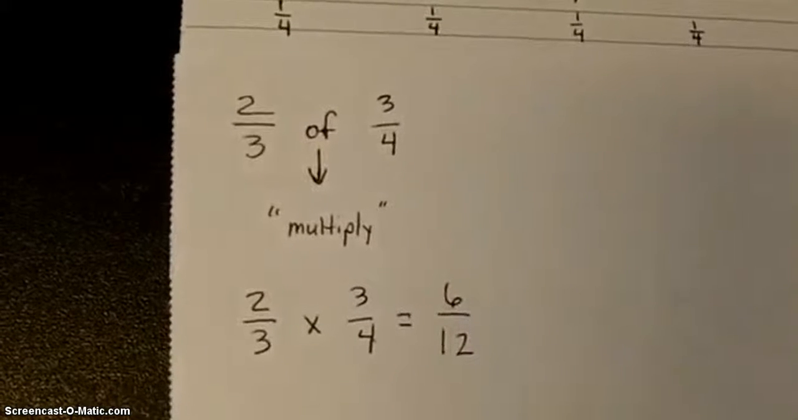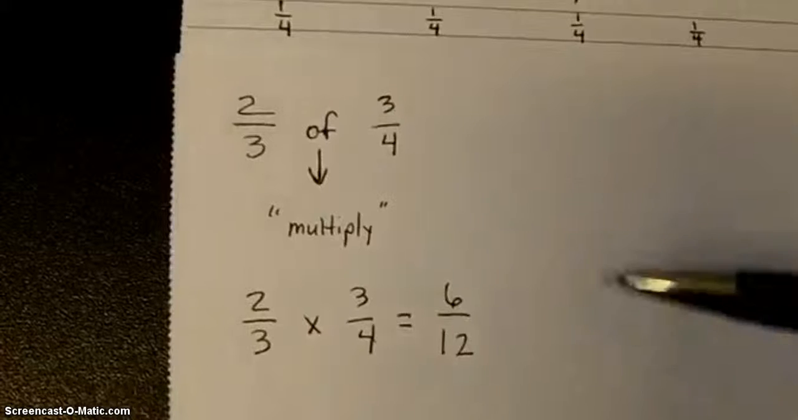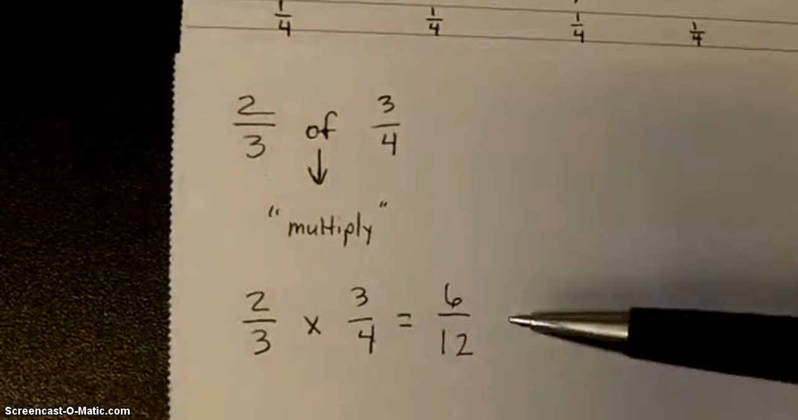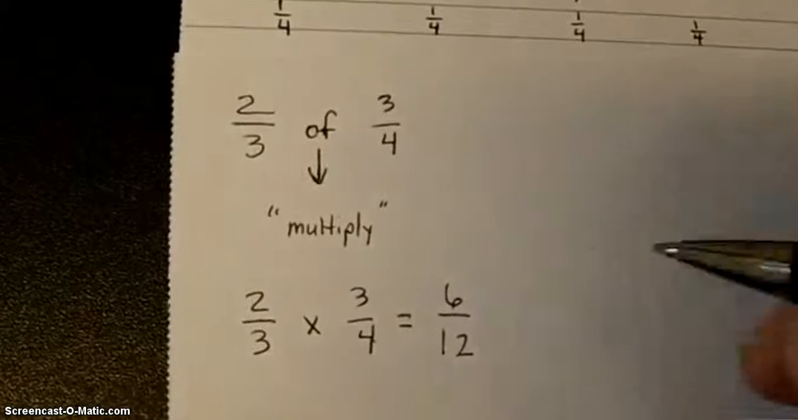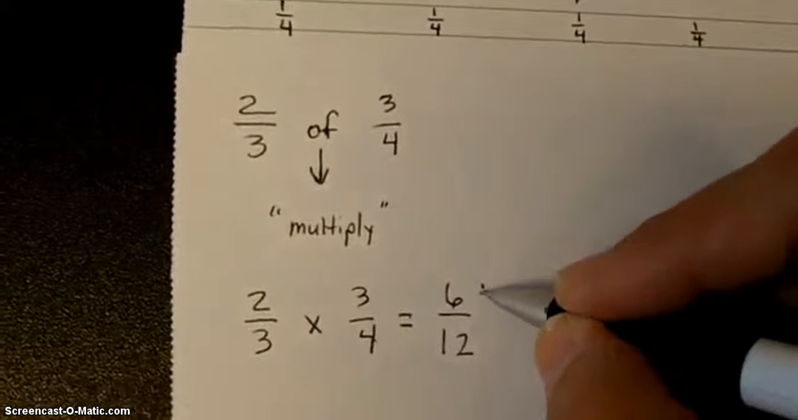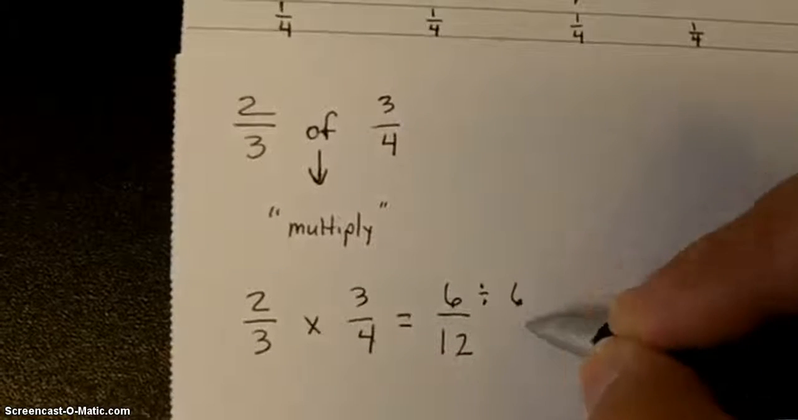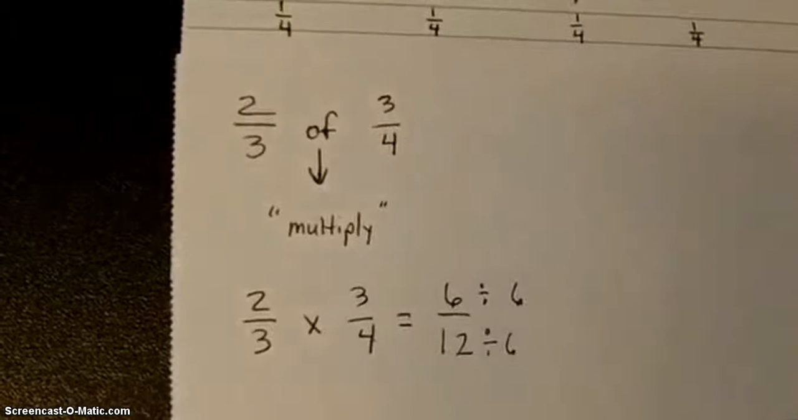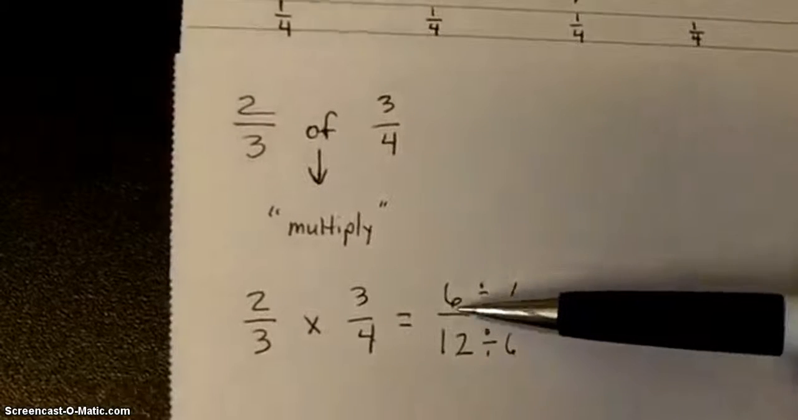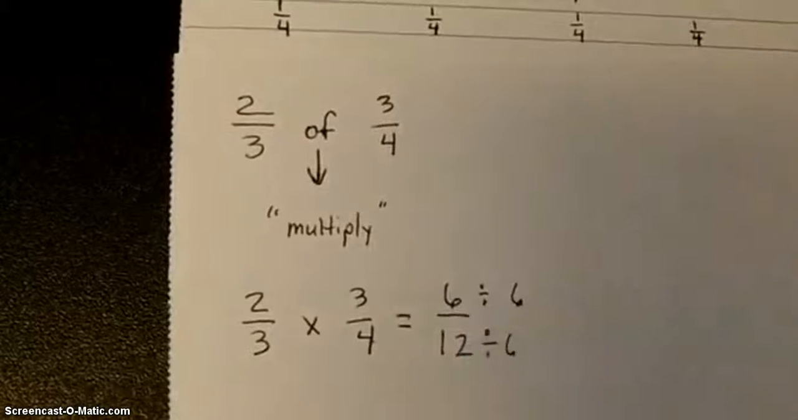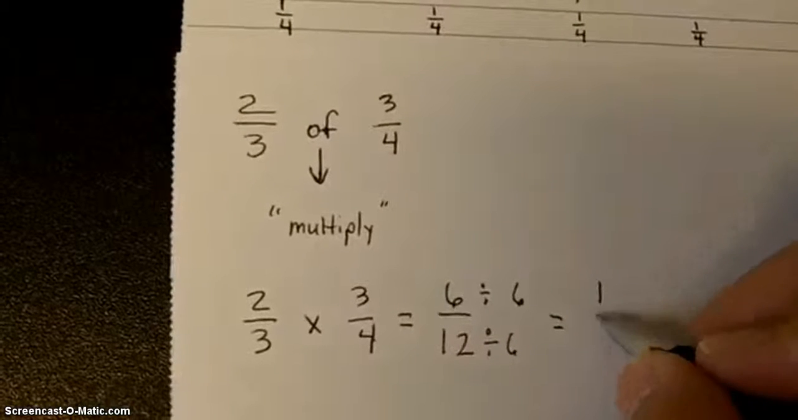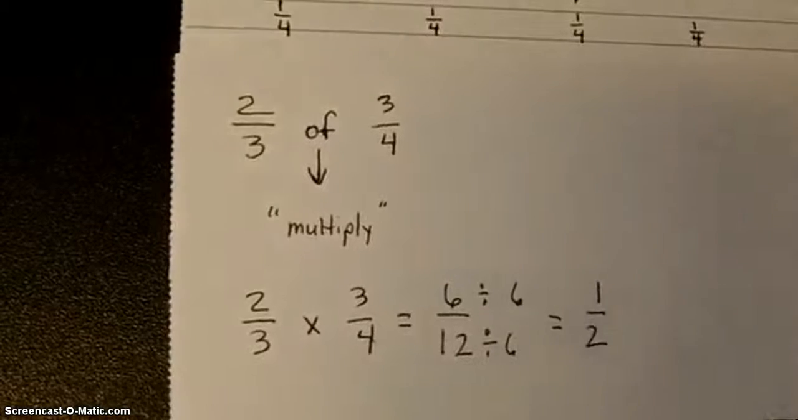Now we've already talked about being able to put our fractions in lowest terms. So my next step is to look to see if I can reduce this fraction. I know that 6 is a factor of 6 and 6 is a factor of 12. So I'm going to divide 6 by 6, and I'm going to divide 12 by 6. I'm able to reduce using this method because I am doing exactly the same thing to the numerator and the denominator. I'm dividing both by 6. That ends up giving me 1 over 2, which is 1/2.